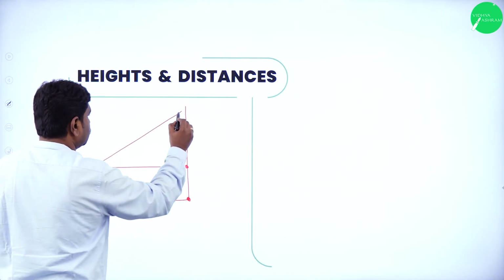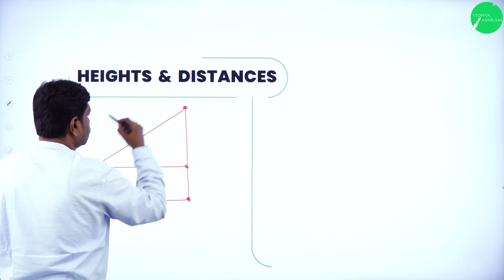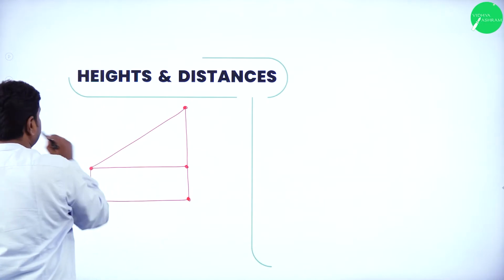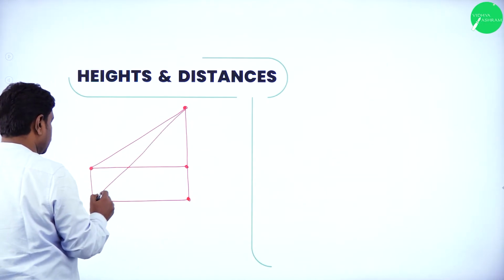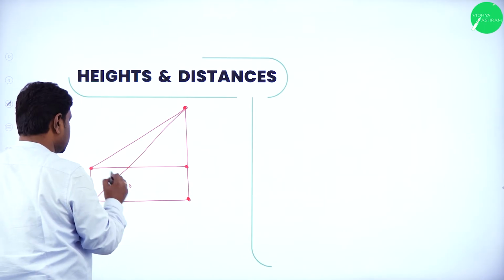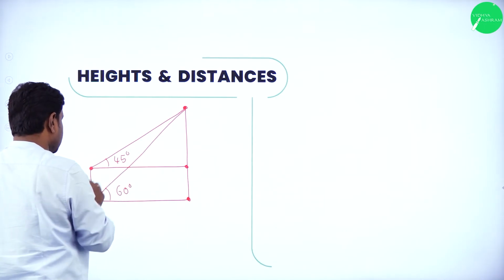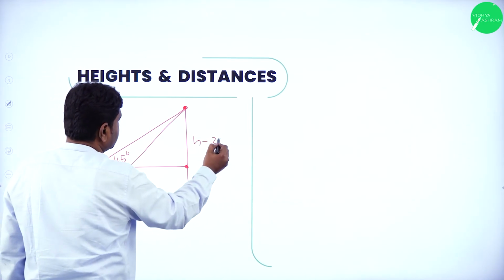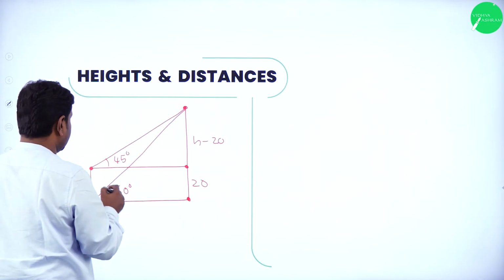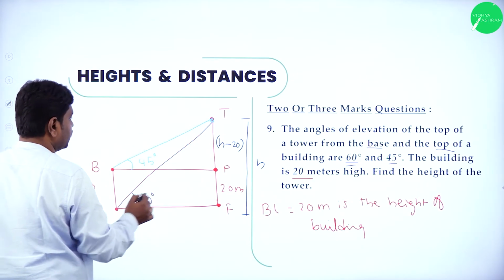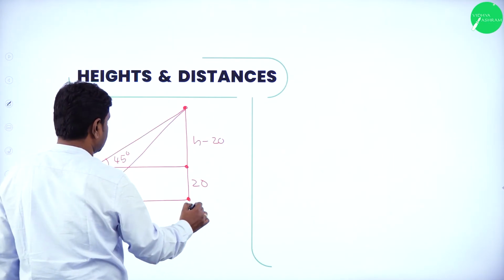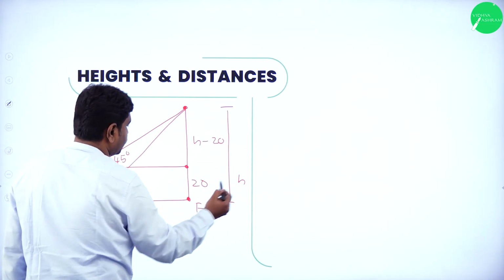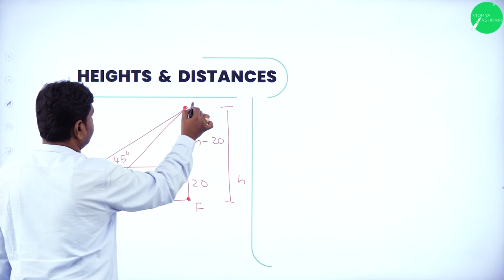Now see here, when you observe, there are two elevations they give. One makes 60 degrees, the other one is 45 degrees. This length they give is 20, so this is also 20. This is the height of the tower minus 20, and we named them as BL is the building and TF is the tower, and between T and F the height we took is h, and this is the point we say T.